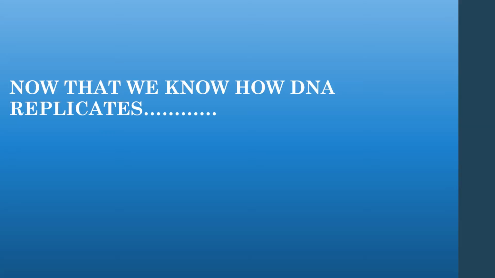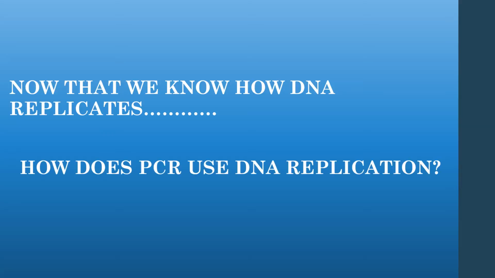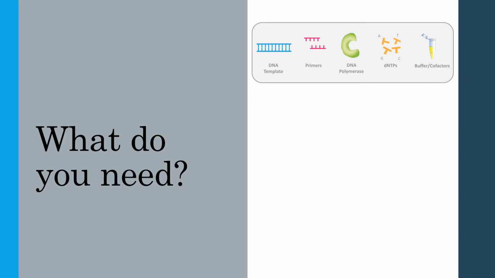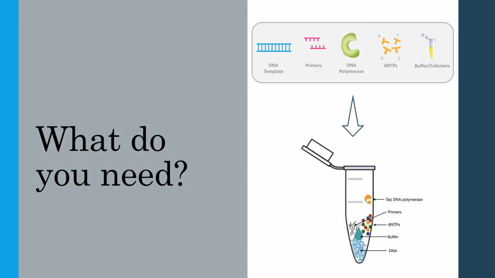So now that we know how DNA replicates, we're going to discuss how PCR uses DNA replication. But before we get a little bit more into that, we're going to first talk about the ingredients that are needed for PCR. So you're going to need a DNA template, primers, DNA polymerase, dNTPs, which are your free nucleotides, and your buffers and cofactors. Your buffers and cofactors change every time that you do PCR. It's very specific to what you're trying to find within the DNA sequence.